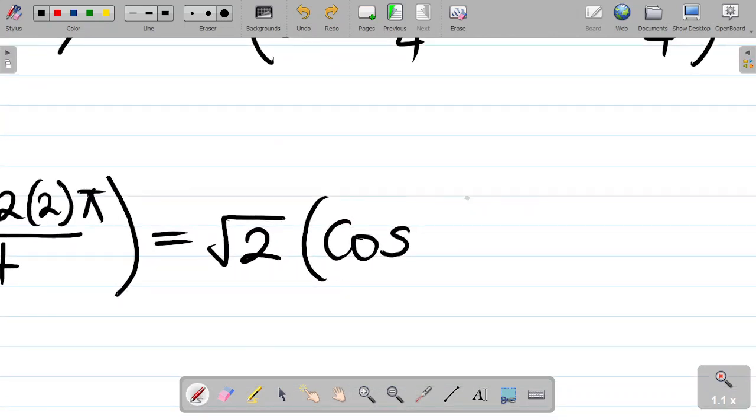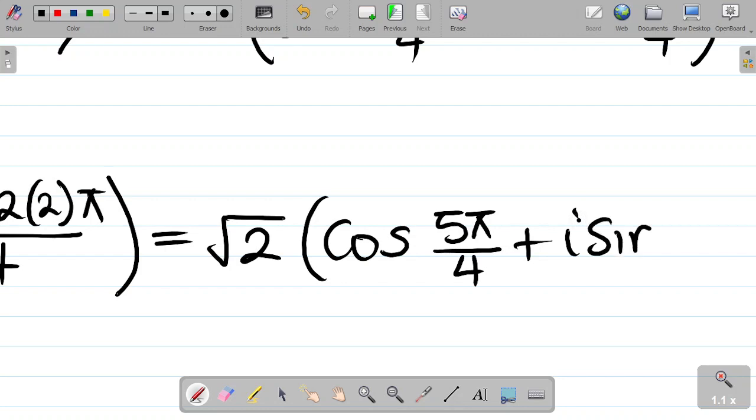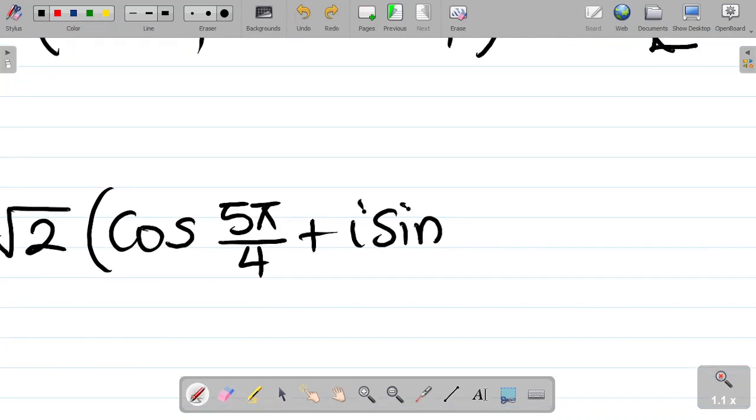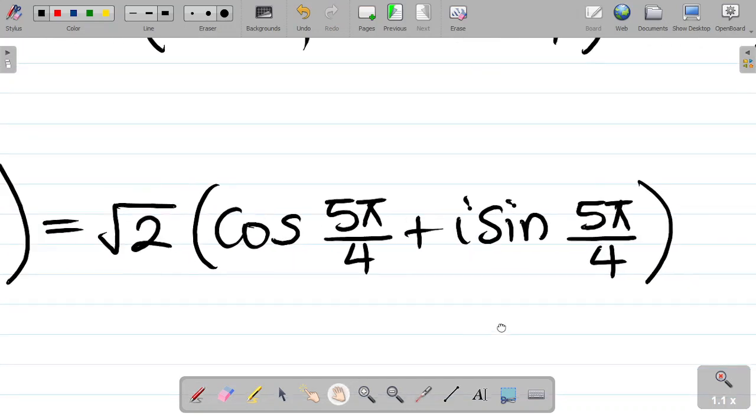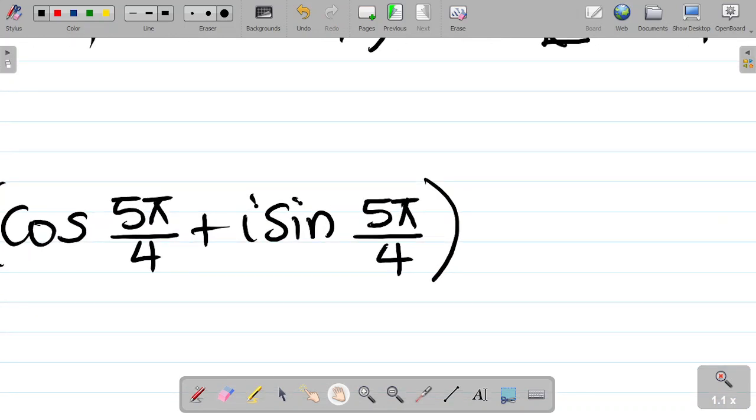So cos of 5 pi all over 4 plus I sine as usual. We repeat the same thing here. That becomes 5 pi over 4. So I have 5 pi all over 4. Again, remember that we said pi is equal to 180 degrees.